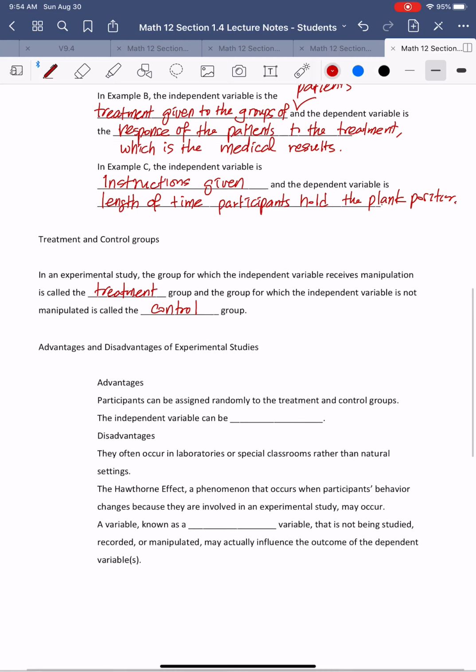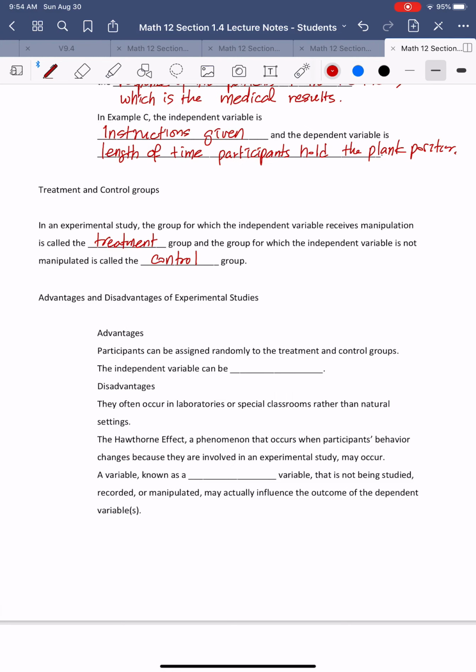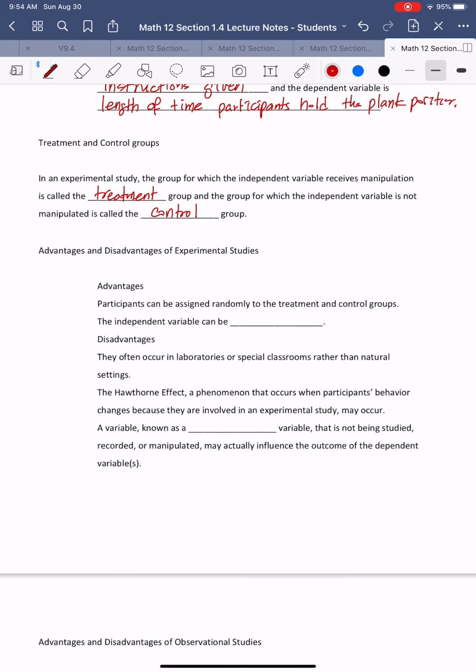All right, advantages and disadvantages of the experimental study. The advantage: participants can be assigned randomly to the treatment and control groups, and the independent variable can be manipulated. But the disadvantage is that these studies often occur in laboratories or special classrooms rather than a natural setting.